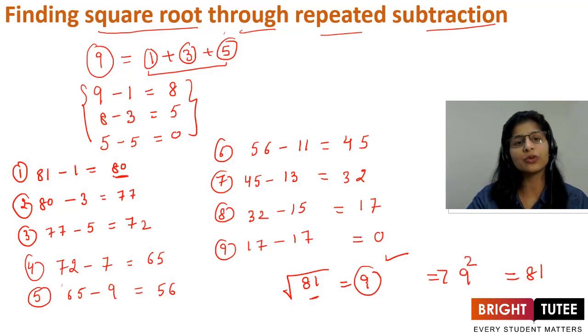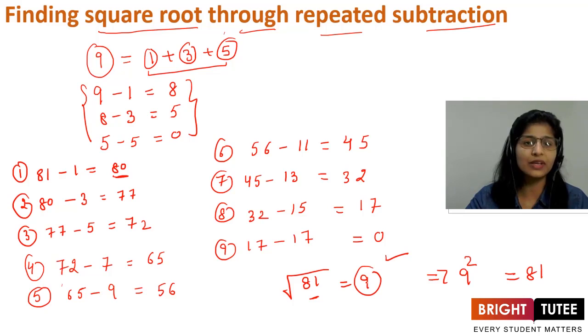Clear? So whenever you have to find the square root using repeated subtraction, what are we going to do? We are going to subtract the consecutive odd numbers starting from 1, and so on. The number of steps will tell us that the square number given to us is the square of which number. That means we can find out the square root. I think it is clear.